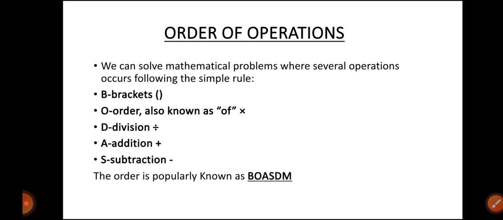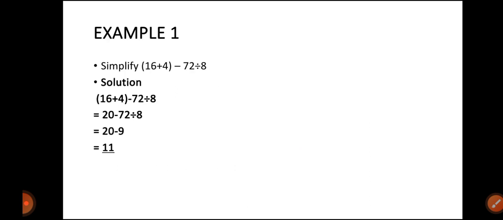Whenever you have an expression that comes with the bracket first, with the multiplication, the division, addition, and subtraction, you start with the bracket. So B stands for bracket, O stands for order, also known as of, which is used as multiplication, D for division, A for addition, and S for subtraction. The order is popularly known as BODMAS. Let's see how BODMAS can be applied to our everyday question.